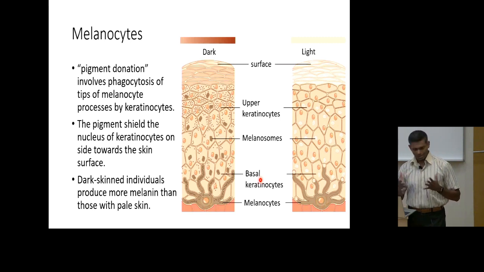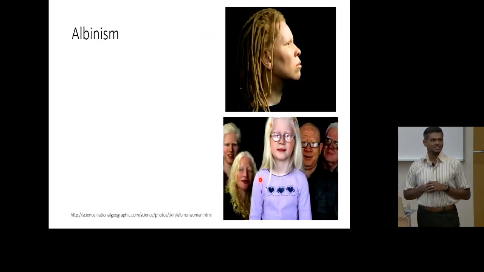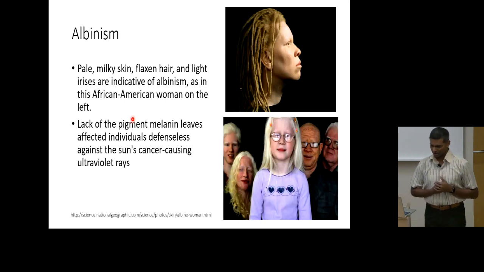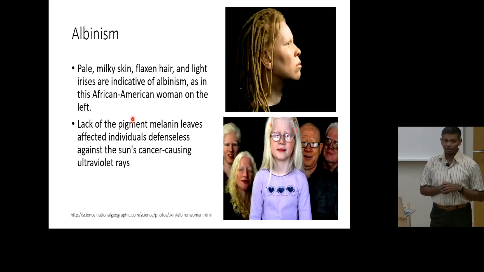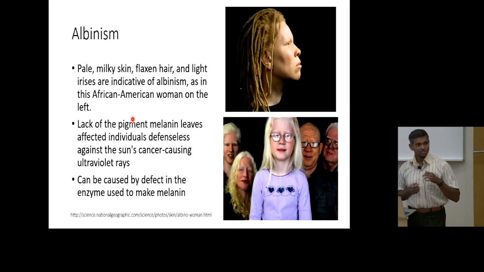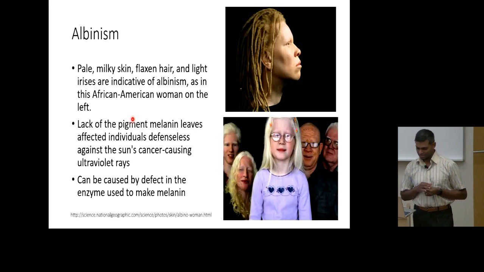While we're talking about pigments, there's a condition known as albinism, where you can end up with milky skin, flaxen hair, and even light irises in your eyes, because the body lacks the melanin pigment. A consequence of not having sufficient melanin is that you could increase your risk of cancer because you're exposing the skin to the rays of the sun. In some individuals, the reason they can't produce melanin is a defect in the enzyme that catalyzes the reaction to make melanin.